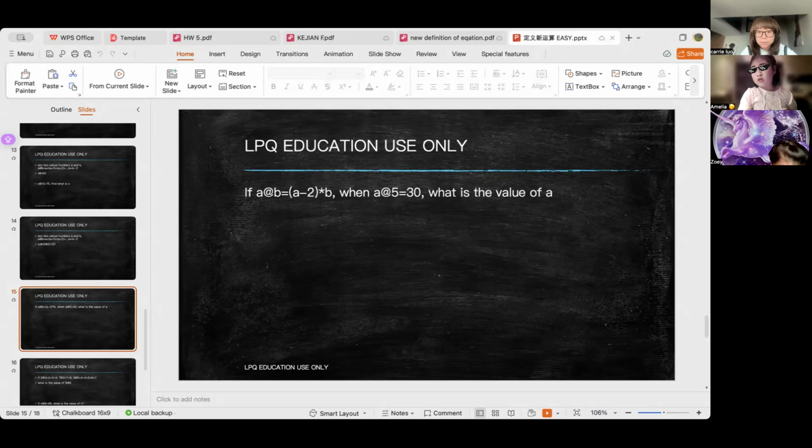Wait, does the star represent times? 哦，sorry，对，times，对的，因为在这个电脑上面打不出乘法，所以这个就是乘法。Could you do an X? X is too big.